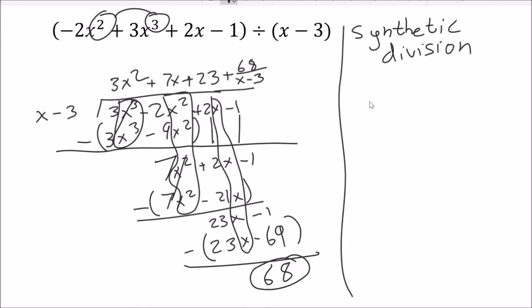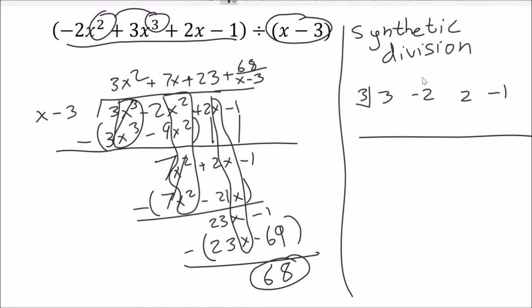Okay, here's how synthetic division goes. What we're going to do is just use numbers. We're not going to use any variables at all. So we're going to pull the number that makes that 0. That would be 3, and we're going to build a box around it. Then we're going to pull off all the coefficients, and we're going to do it in order, from greatest power to least. So 3, and then -2, and then 2, and then -1.